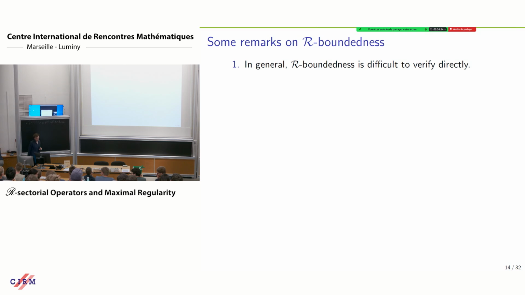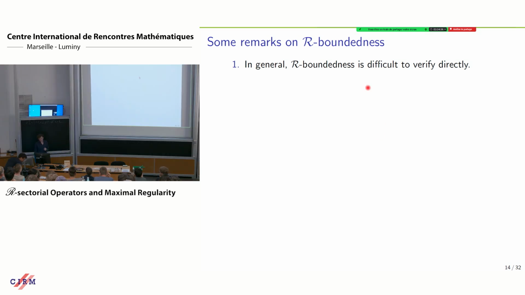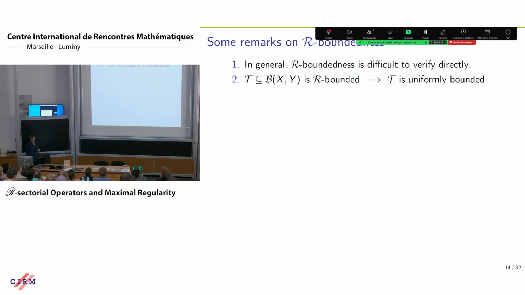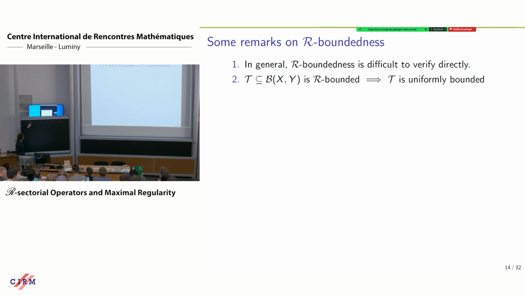So R-boundedness is difficult to verify directly, because we take a family of operators. It's not easy to verify. If a family is R-bounded, then it's also uniformly bounded. To prove this, you can just consider n equal to 1, and then multiply the Rademacher variable in, which has norm 1.